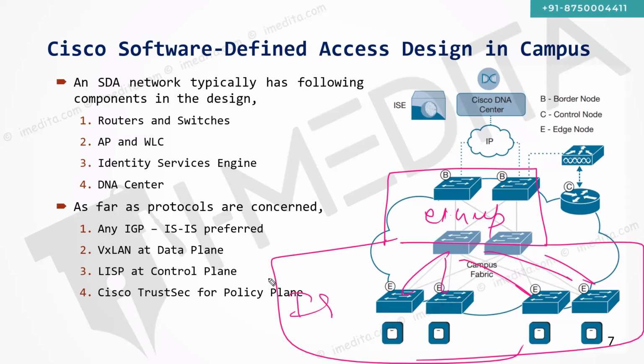Because later on, when you start using LAN automation, if you let the DNS Center build the underlying network for you, it will use IS-IS, so that you don't have to manage multiple protocols. It's not a hard and fast rule that you have to go for IS-IS, but it is recommended. LAN automation is also covered later on.